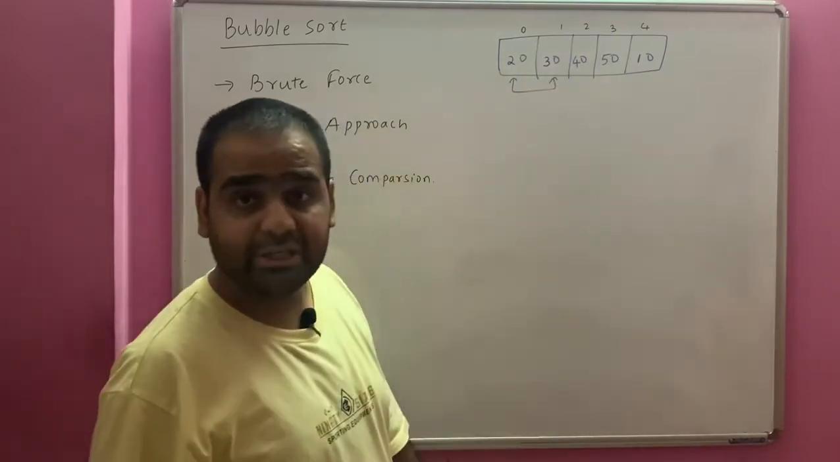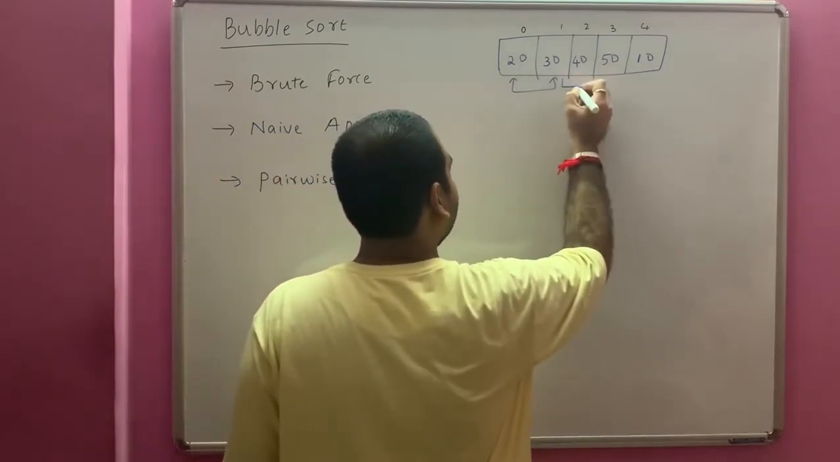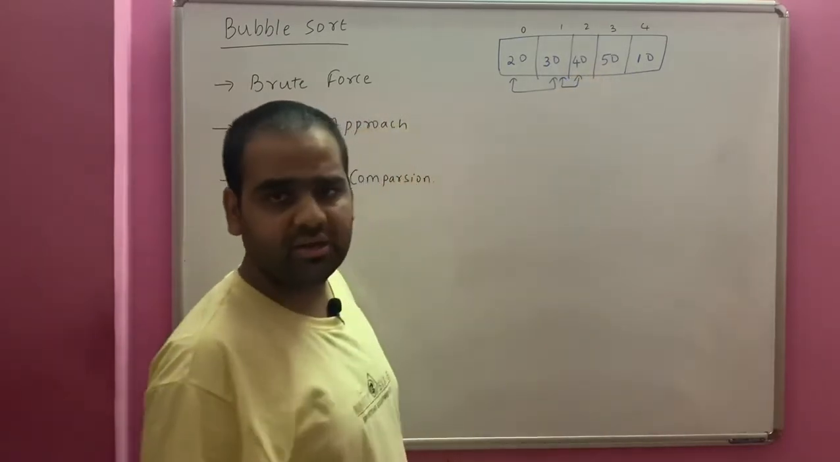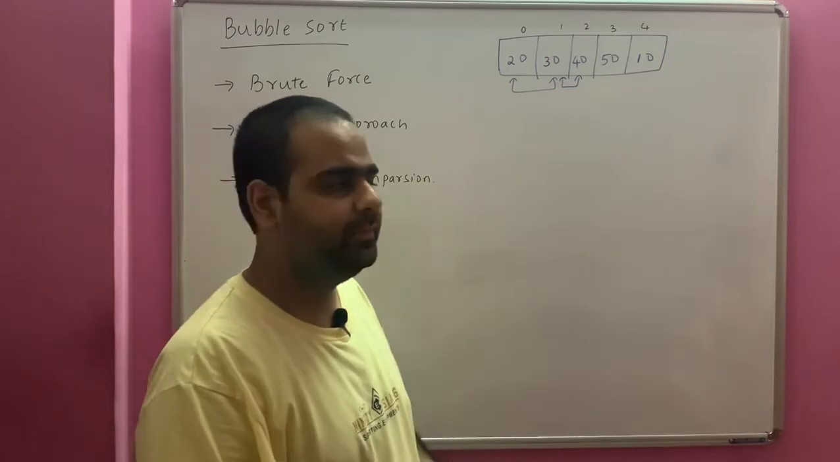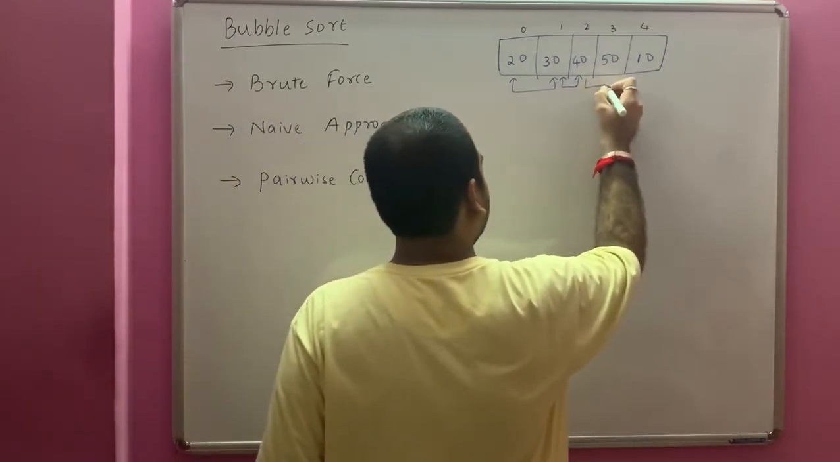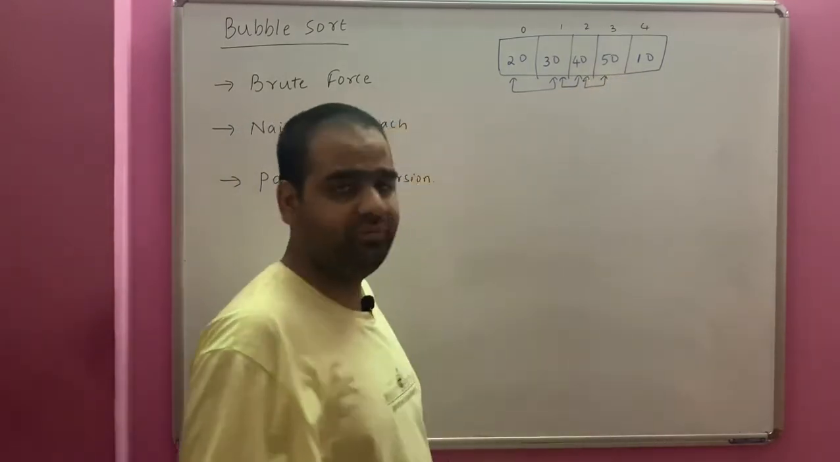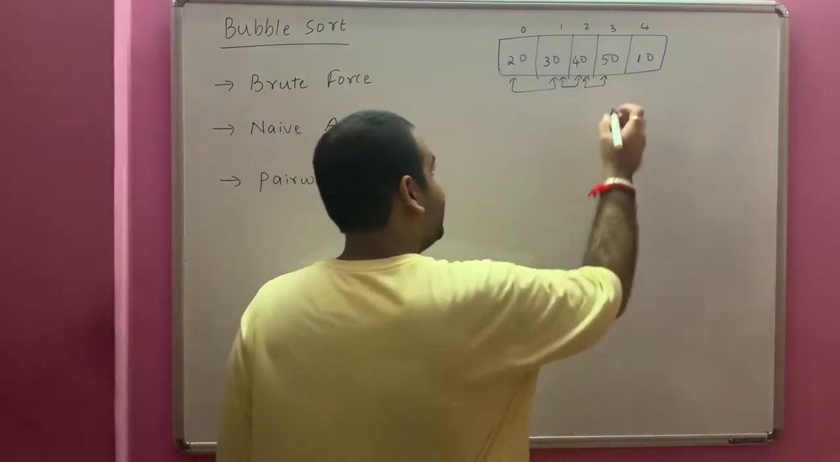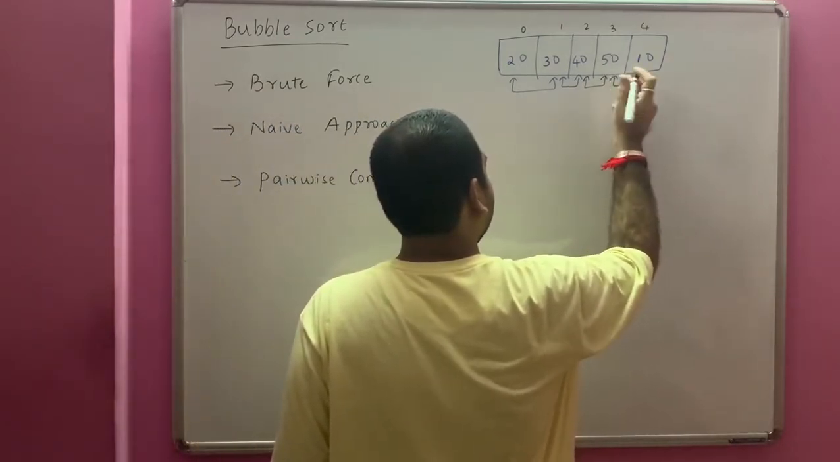Next, you go to the next pair. Now, what is the next pair? 30 and 40. Is 30 greater than 40? No, do not swap it. Next, you go to the next pair, 40 and 50. Is 40 greater than 50? No, you don't swap it. Next, you compare 50 and 10. Is 50 greater than 10?